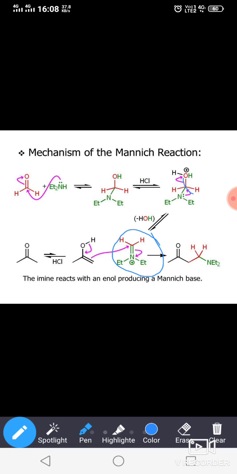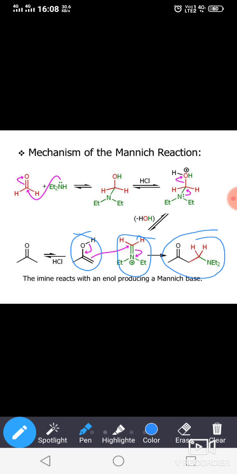Now you have the enolizable carbonyl compound. Here we have acetone. This acetone has CH3, means these CH3 have the alpha hydrogen. So they are enolizable. So when you add the acid catalyst to the enolizable carbonyl compound, it will form the enol. So this is the enol structure. Okay. Now you have formed the enol. Now this enol and this iminium ion will react, and you will get this beta amino carbonyl compound. So this is the mechanism for the Mannich reaction.